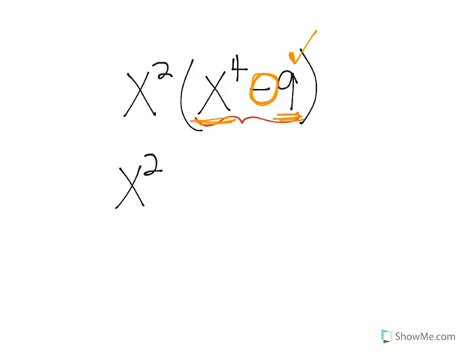And x to the 4th. So when we're talking about difference of two squares, we want the exponent to be an even number. It doesn't have to be a perfect square. The exponent has to be an even number.